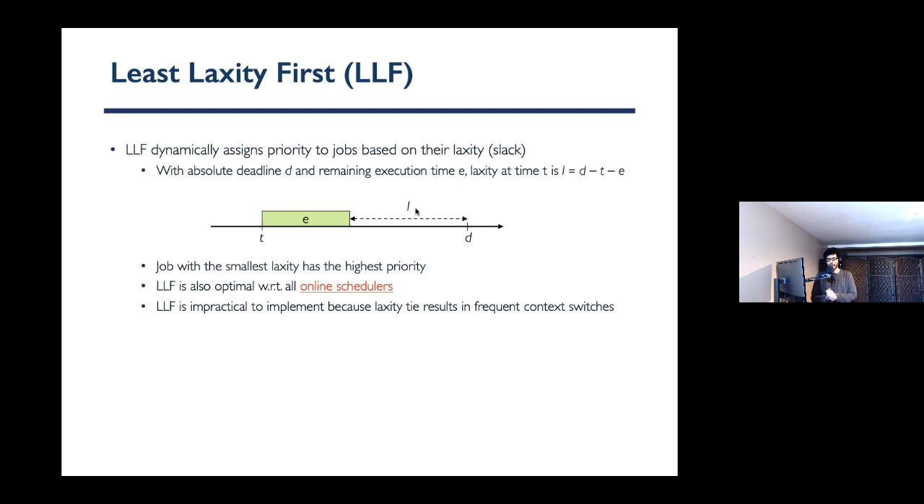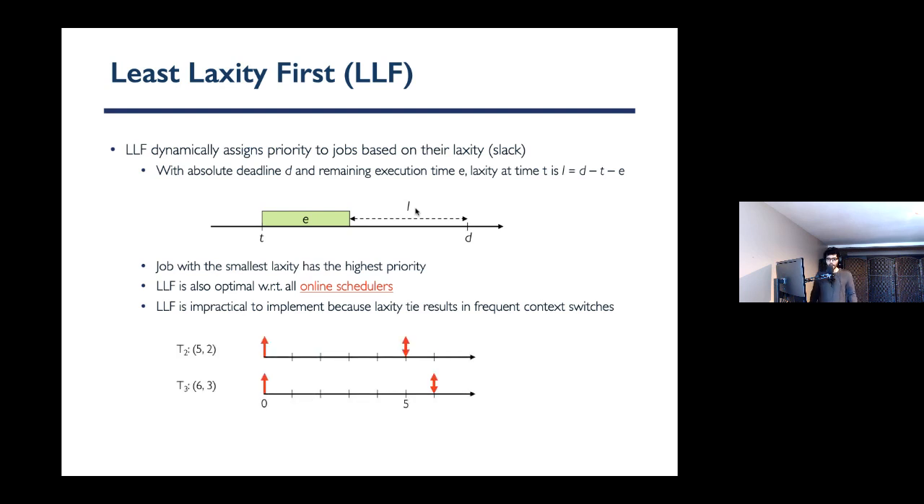The problem with LLF, however, is that it's very similar to shortest remaining task first scheduling in that it's impractical to implement. I guess the reason it was impractical with shortest remaining task first was because we couldn't foresee the future. But here, although LLF is optimal, it's impractical for a different reason.